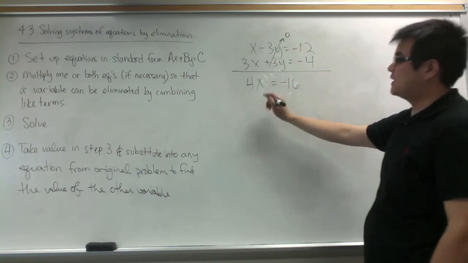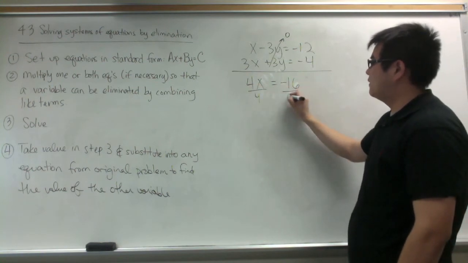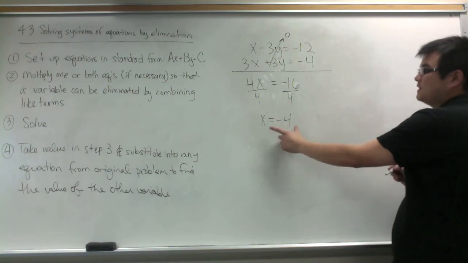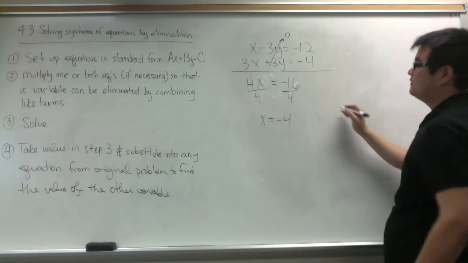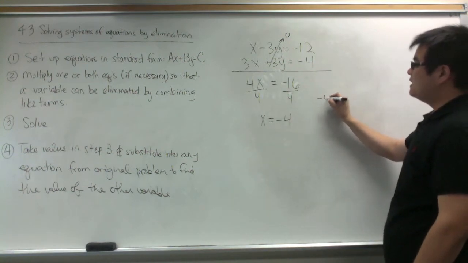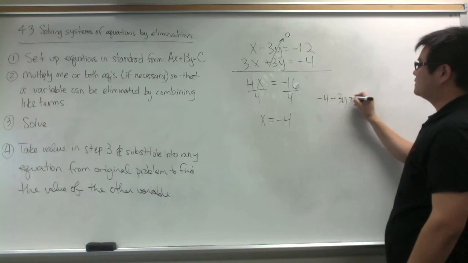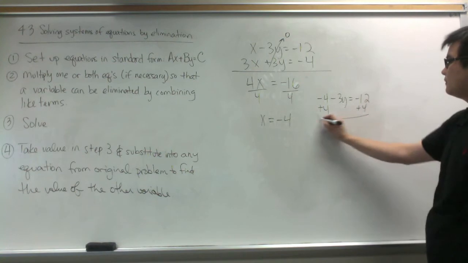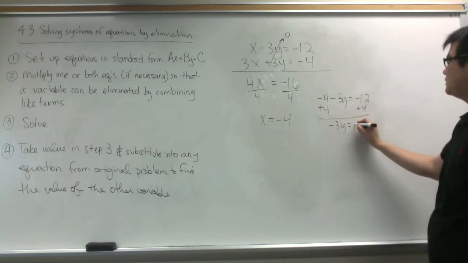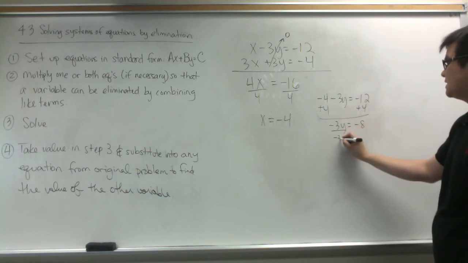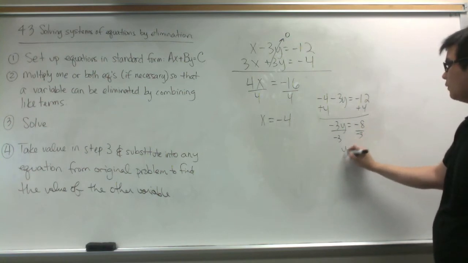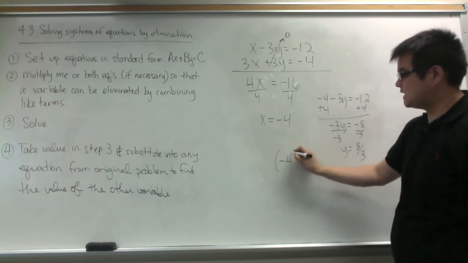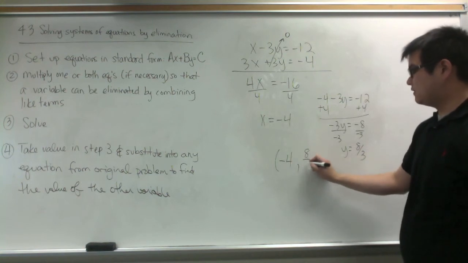Now we're at step 3 where we can solve. Divide both sides by 4. X is equal to negative 4. Now I'm going to take this solution and substitute it into one of the equations. I'm going to take the top one. Negative 4 minus 3y equals negative 12. Add 4 on both sides. Negative 3y is equal to negative 8. Divide both sides by negative 3. Y is equal to 8/3. So the solution to the system is negative 4 and 8/3.